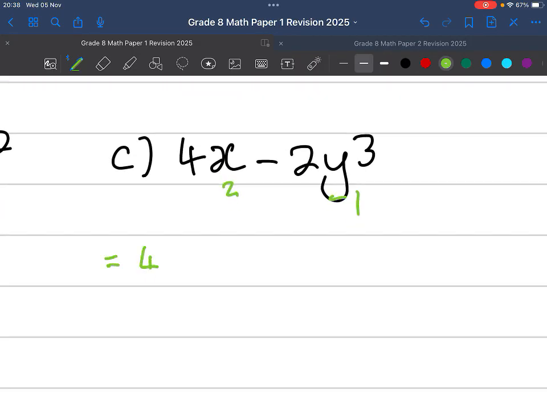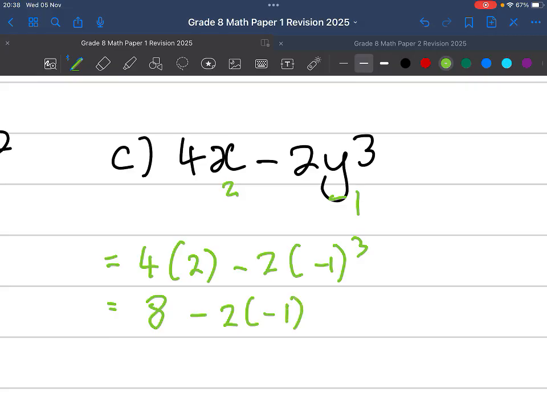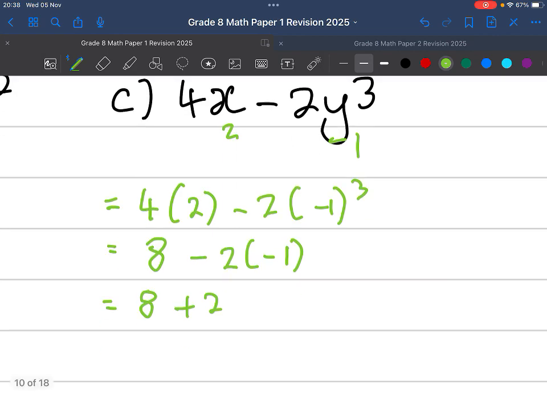For the next one, it's 4 into 2 minus 2 into negative 1 cubed. 4 times 2 is 8 minus 2. Negative 1 cubed is negative 1. So it's 8 plus 2.